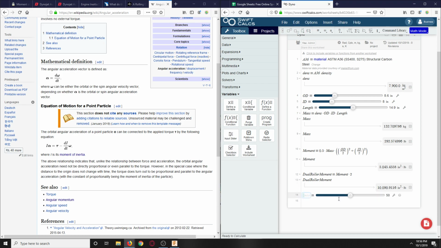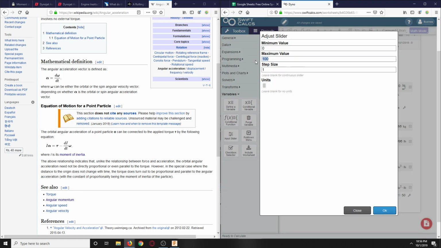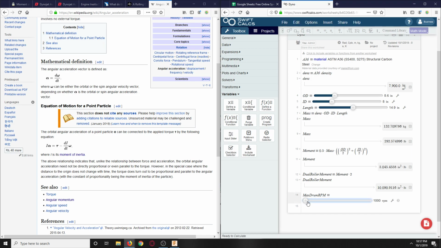So let's say max drum RPM. This is going to be in 1,000 steps, probably. The 1,000 increment, and the maximum is, let's say, 20,000. Minimum is 1,000, step is 1,000, and this is RPM, revolutions per minute.